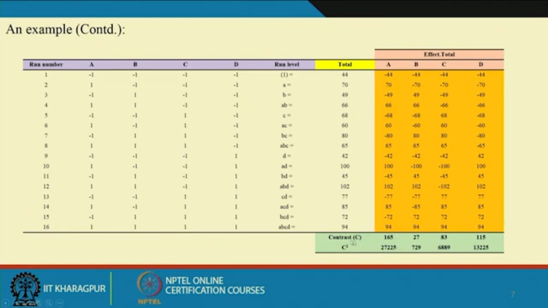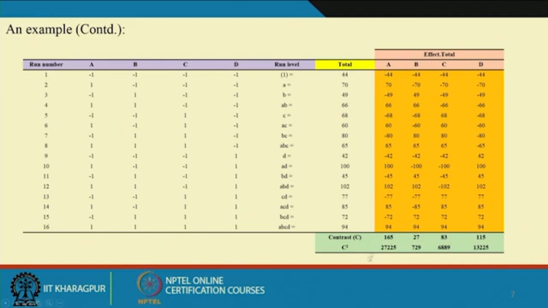This 165 is the contrast for A. Similarly, contrast for B, contrast for C, contrast for D, and their squares are like this. So, you do it on your own. If there is some kind of computational mistake, maybe while doing all those things in Excel, if we have committed any mistake somewhere, please rectify. But this is the procedure. The more important thing is that we are giving you the procedure for how you will be doing it. If there is some error somewhere in the calculation, it is always correctable.